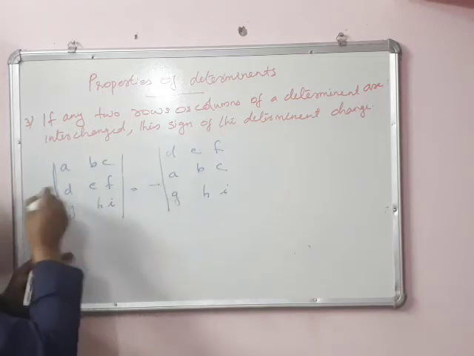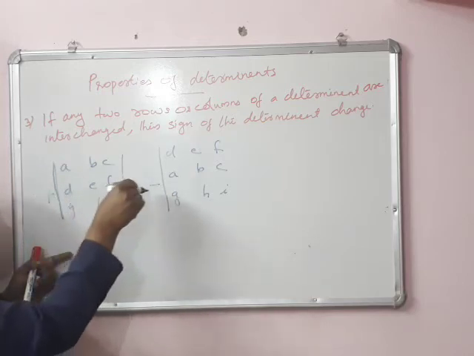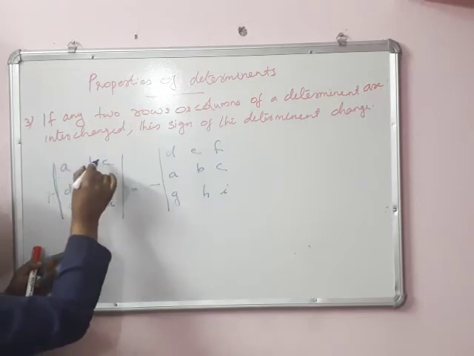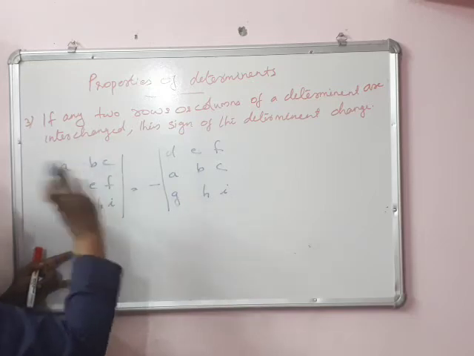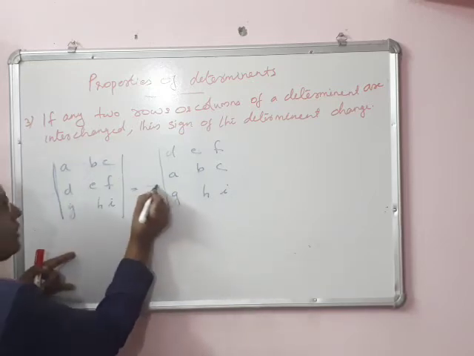So it is negative. Suppose a determinant has a negative sign everywhere, we can take the negative as common, so it will become positive. That is the meaning.